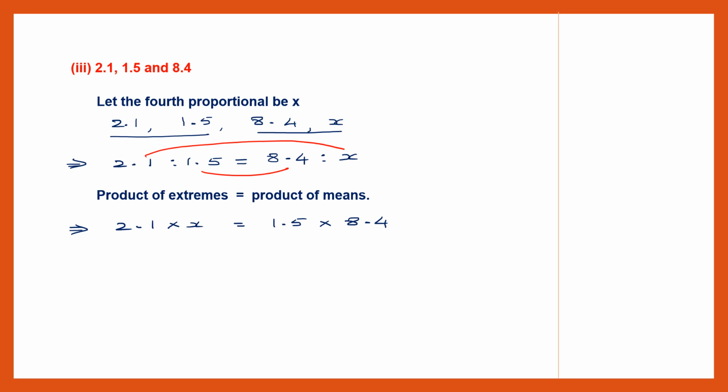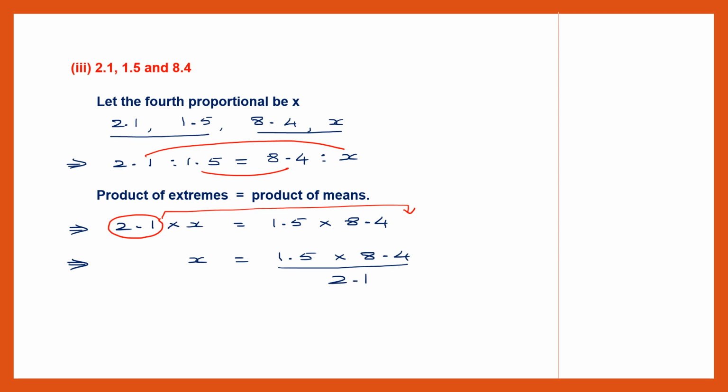Now let's multiply this. Here we're going to find the value of x. So I'm going to leave x on the left hand side. On the right we have 1.5 into 8.4, and then we're going to transpose this 2.1 from the left hand side to the right. Here it is multiplication. When it goes to the right, it's going to become division. So that's 2.1. So now we're going to find the value of x: 1.5 into 8.4 divided by 2.1.